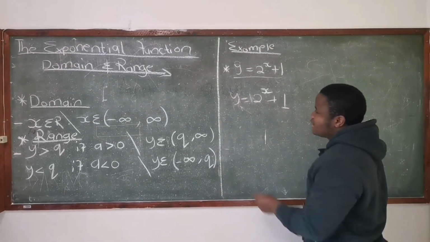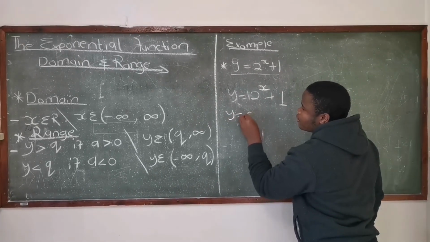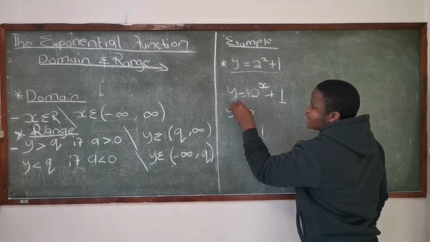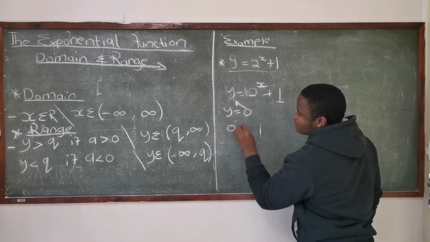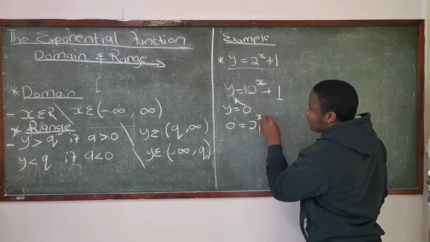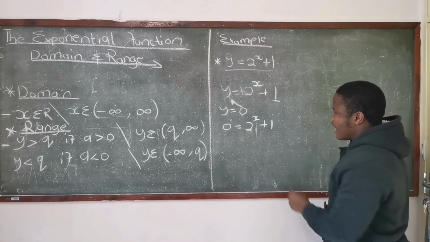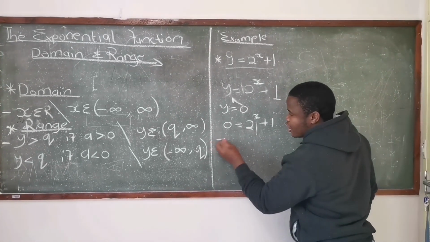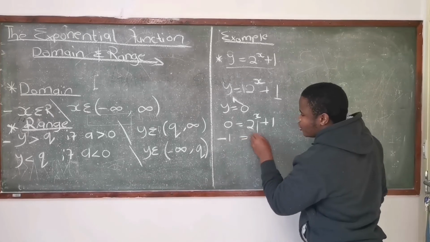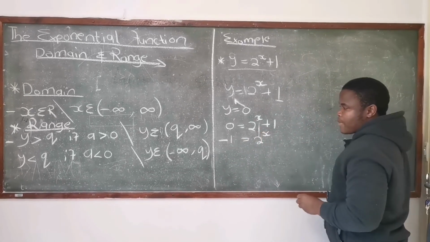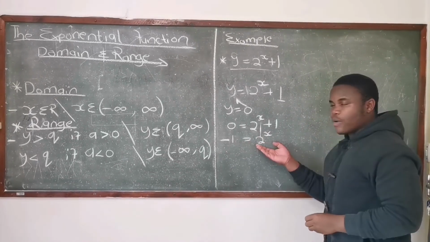For finding the x-intercept, you have to make y equal to 0, of which you're going to take this y and substitute here, which means 0 is equal to 2 to the power x plus 1. After this, you have to transpose this one to the other side, and the sign is going to change. It's going to be negative 1 is equal to 2 to the power x. And negative 1 cannot be equal to 2 to the power x.